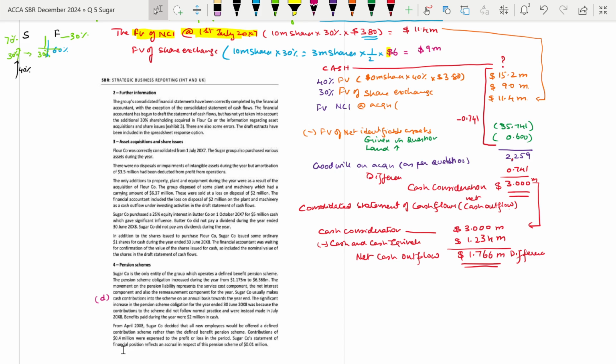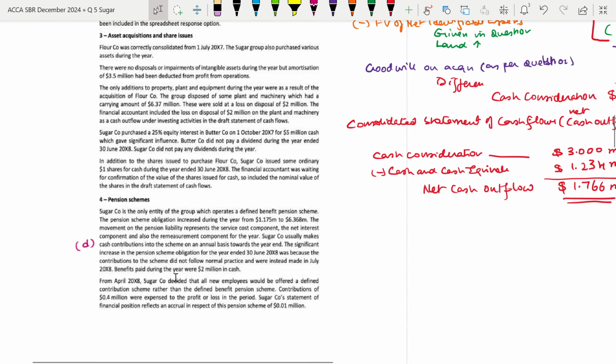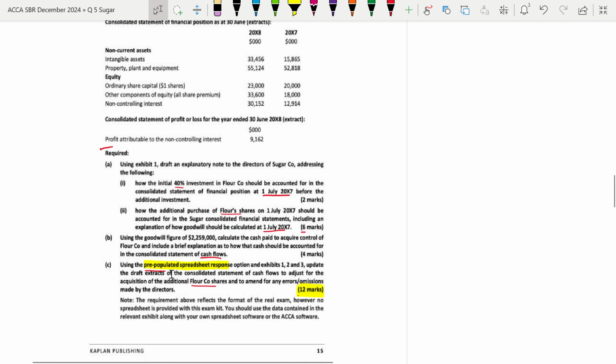Now, are you clear about this? Yes, Master. Next, slow. You are doing a very comprehensive question. Very important. It takes so many things into account. Now, fine. This is over. Using the goodwill figure, we have calculated how much is the cash paid to control the flow. Is it right?